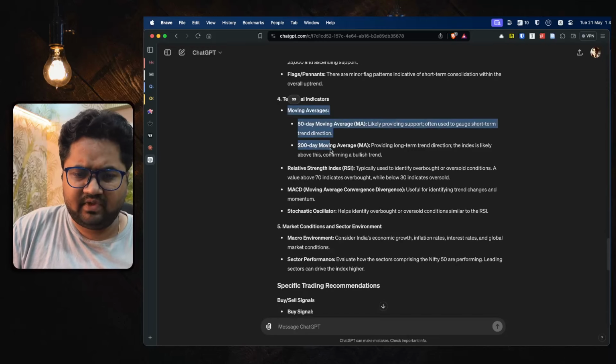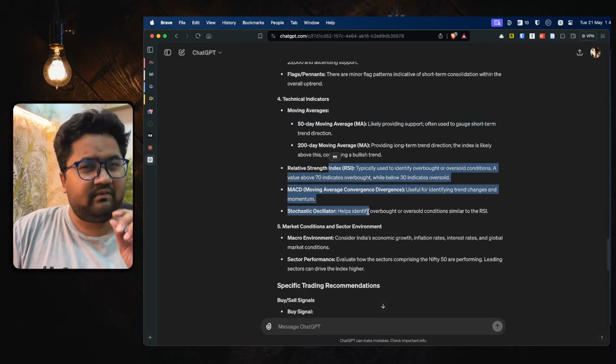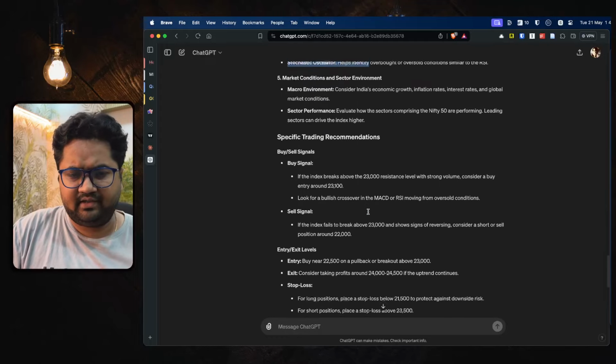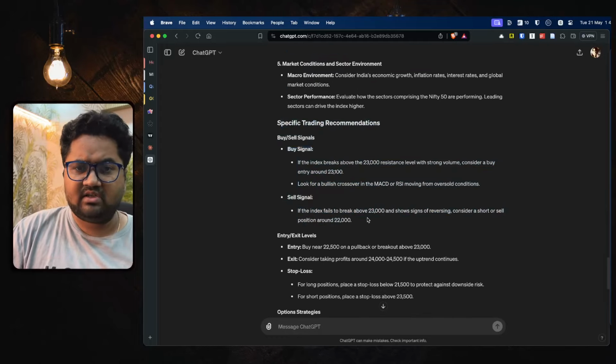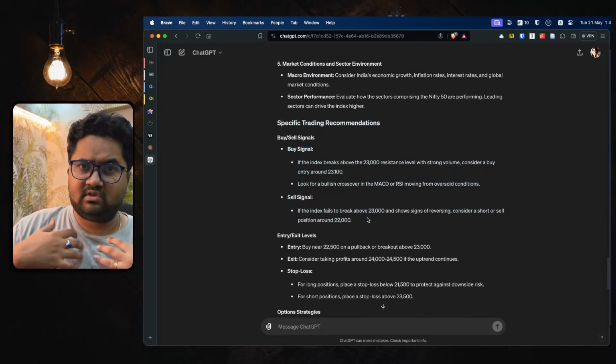Technical analysis, moving averages, RSI. These are still generic stuff. We can do more optimization and we'll try to do that. Specific trading recommendations are now actually coming, which is not a buy sell advice.